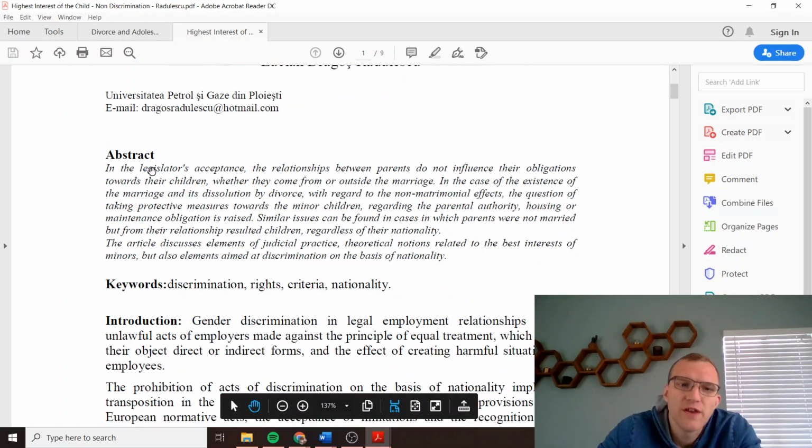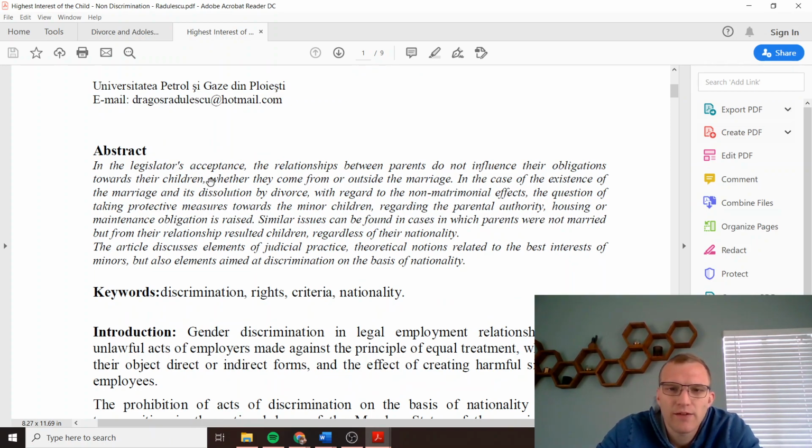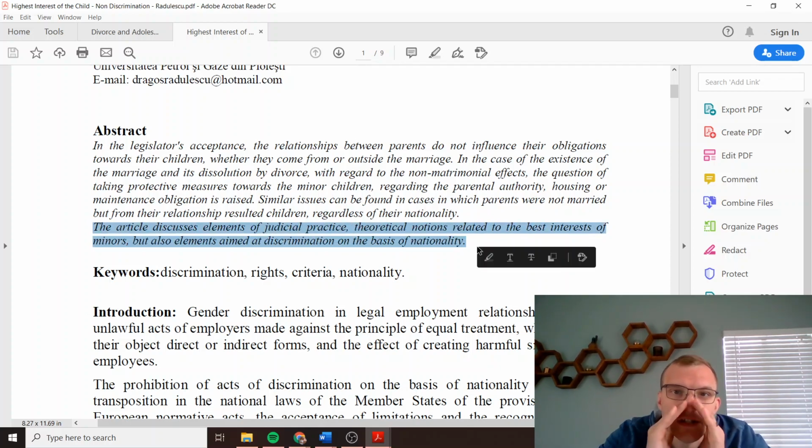There you go. This is a very good example of an abstract. So in this case, if I'm reading through this, if you look at the end of the abstract, the article discusses elements of judicial practice, theoretical notions related to the best interests of minors, but also elements aimed at discrimination on the basis of nationality. Okay, so in this case, this tells you, hey, this is what this article's about.